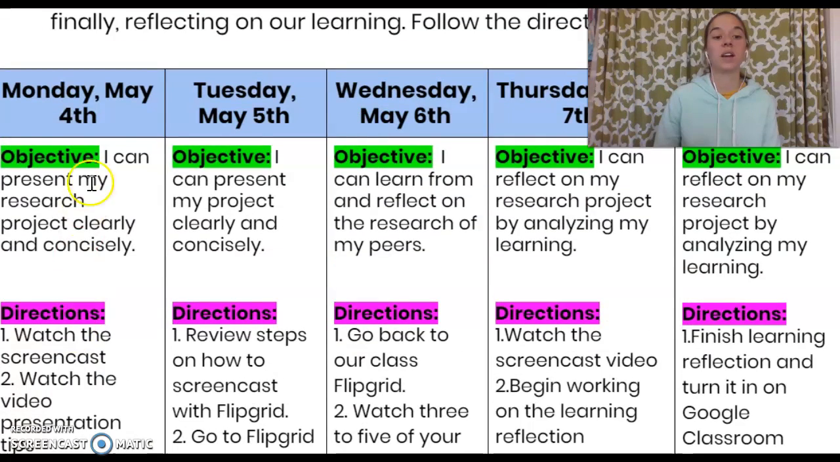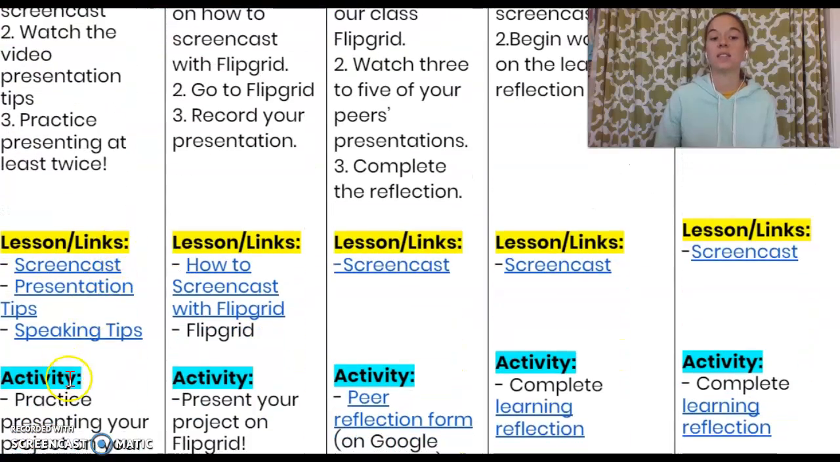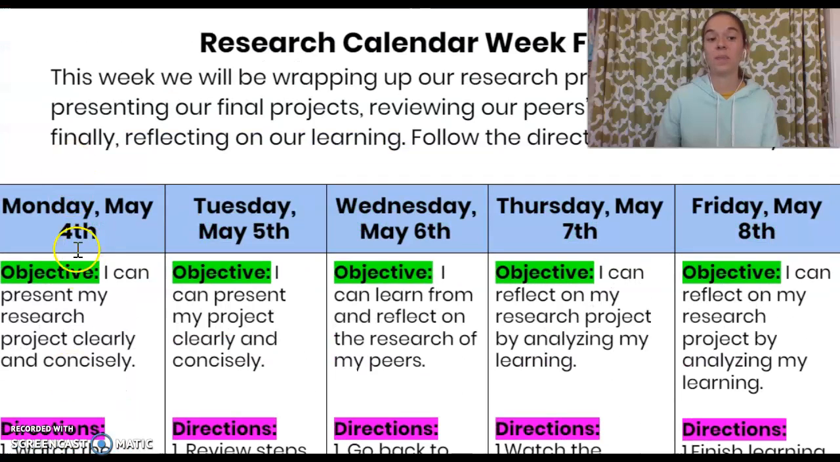So if we take a look here, we have our objectives, our directions, lessons and links, and then activity for each day. You need to make sure you're going through every one of those every day to make sure you got what you need. It's very detailed and specific on each day and what you might need. Okay. So we got that.